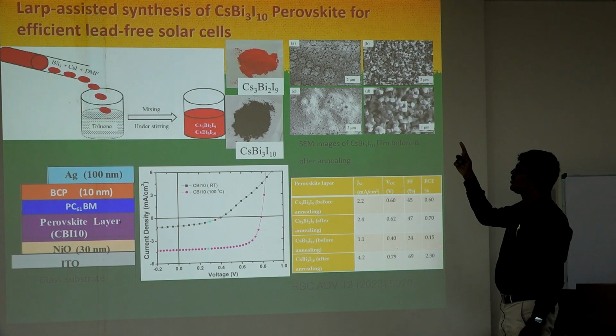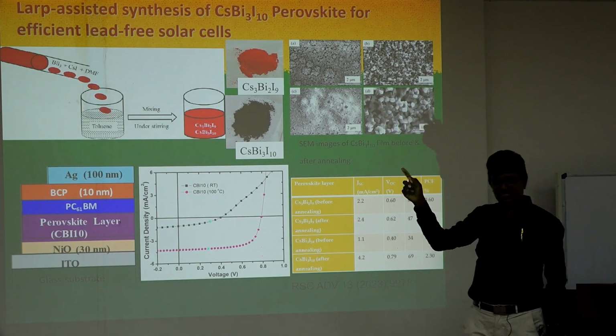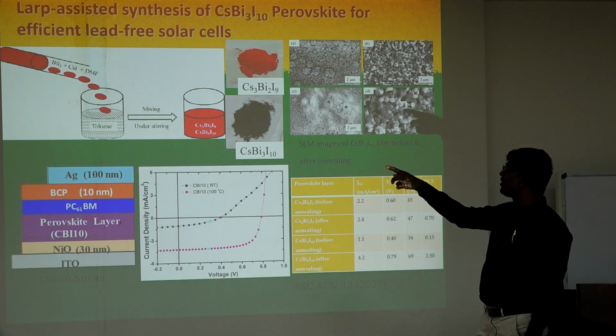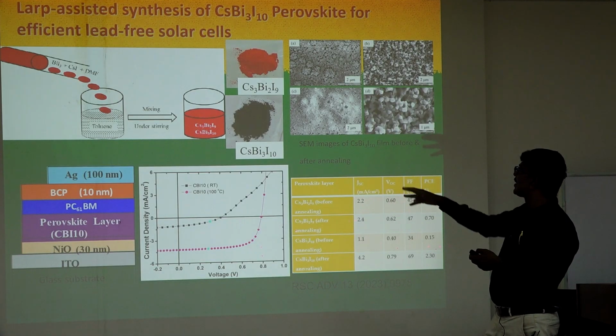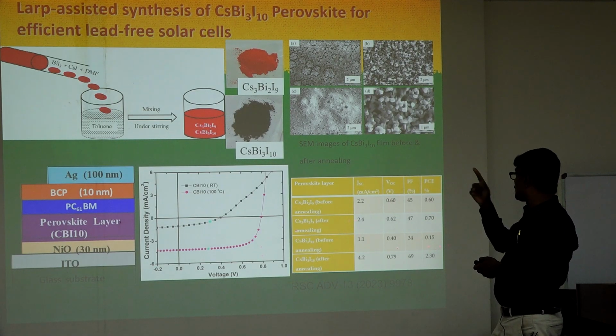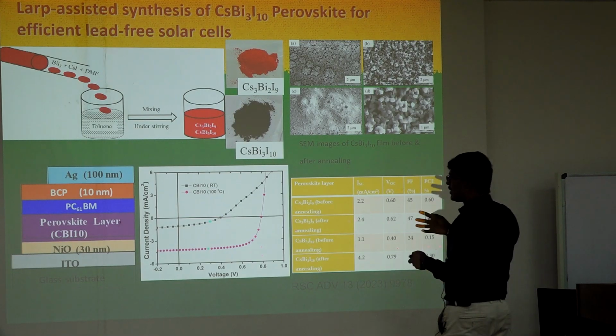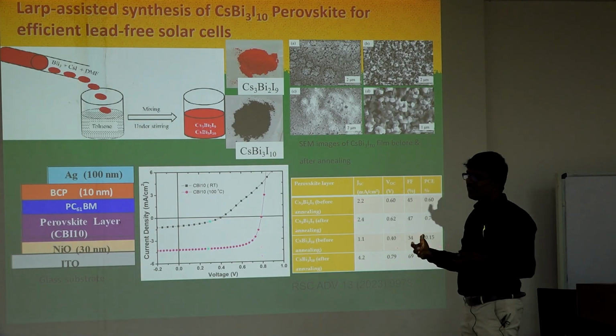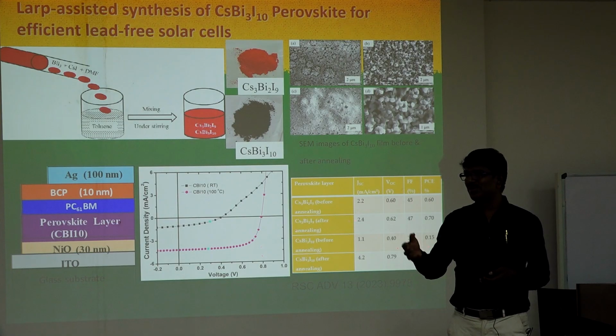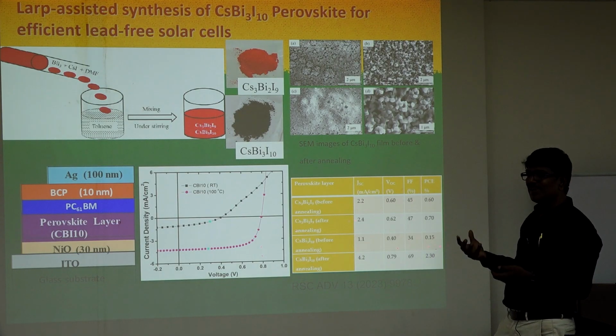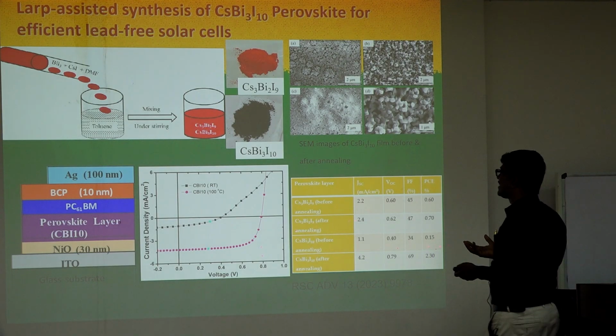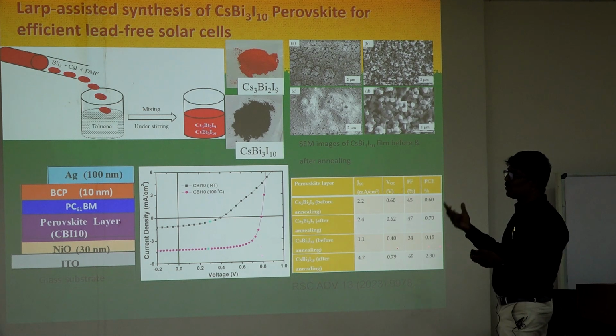So we take the compounds cesium iodide, bismuth iodide and DMF, and mixing toluene we get the compound cesium bismuth iodide. In this work we initially prepared the compound and collaborated with VIT Vellore, but in the Indian scenario we didn't get good efficiency, so we were not able to collaborate with them.